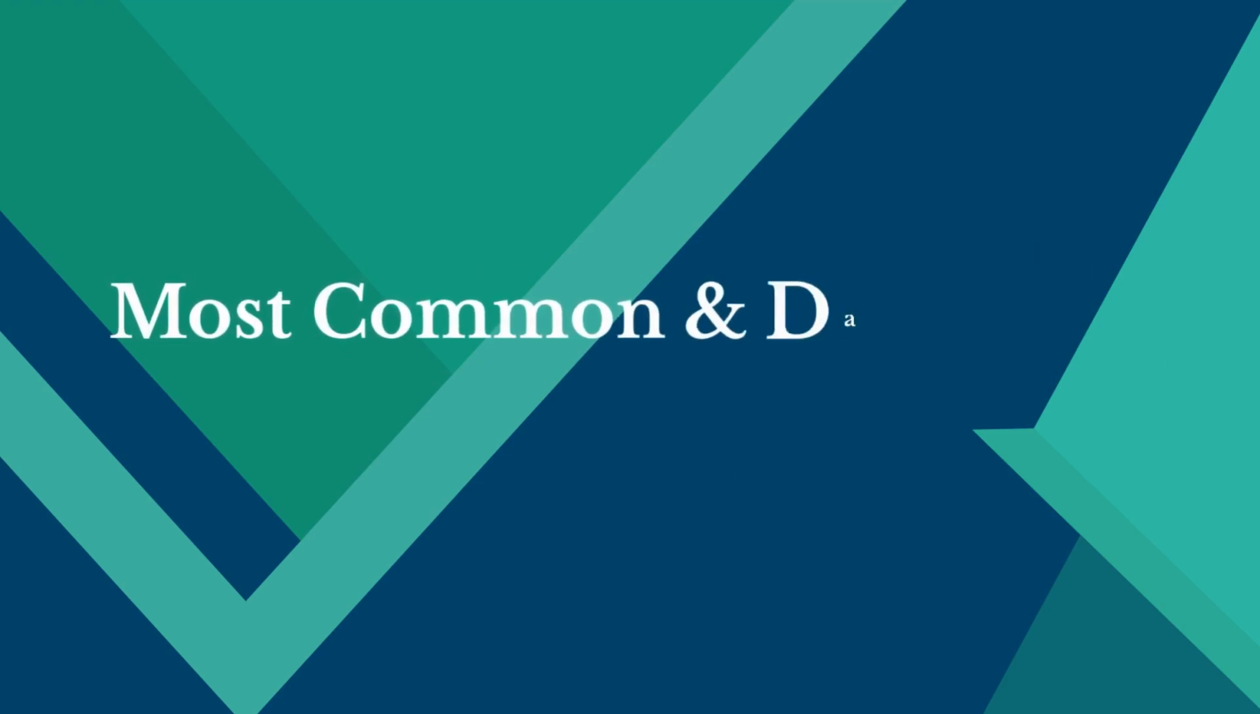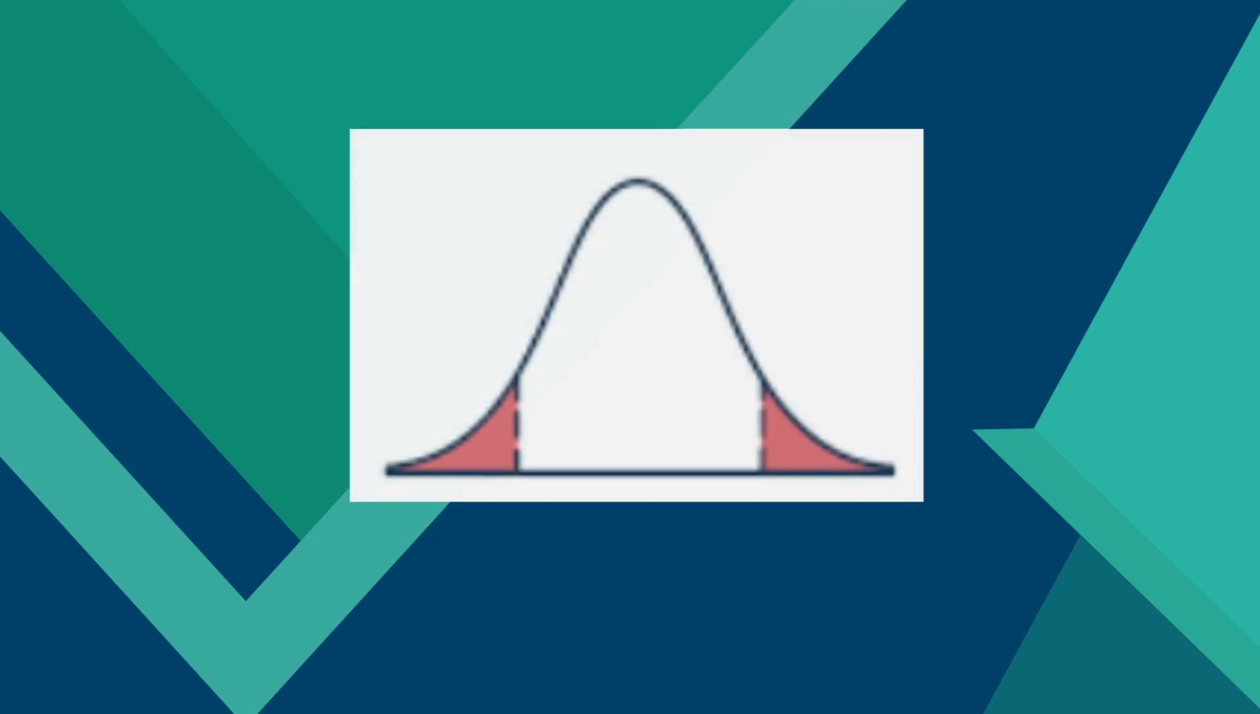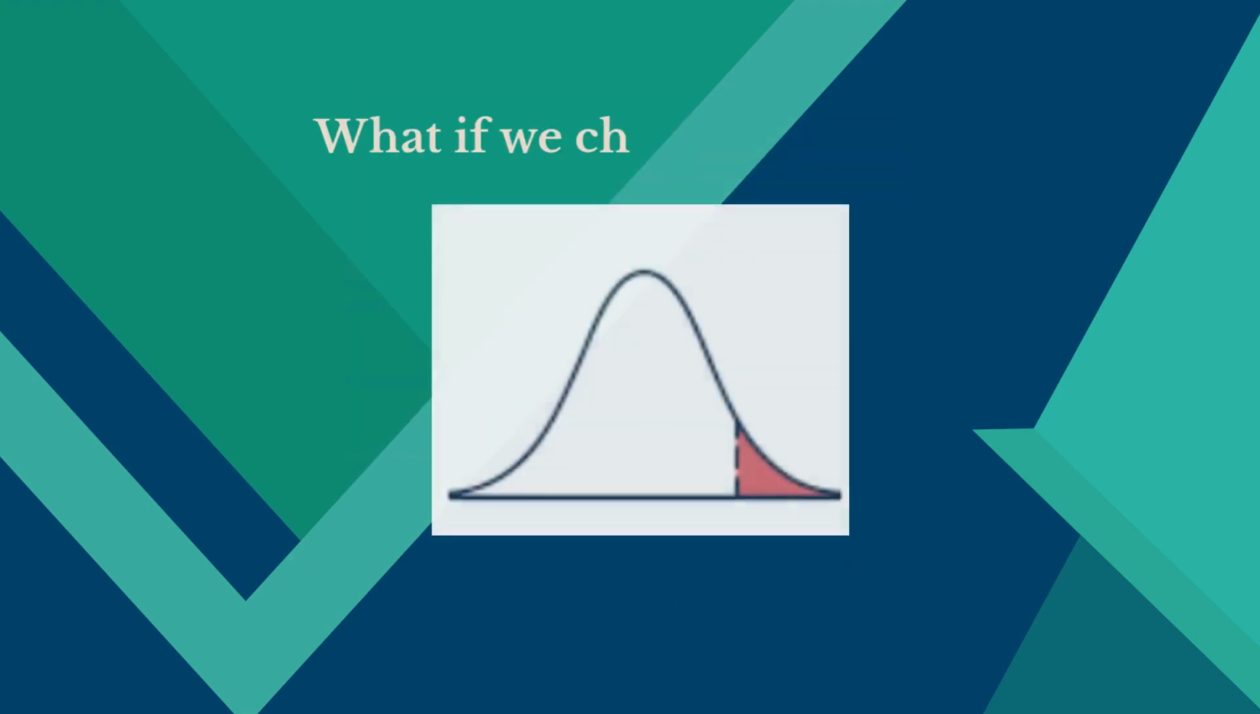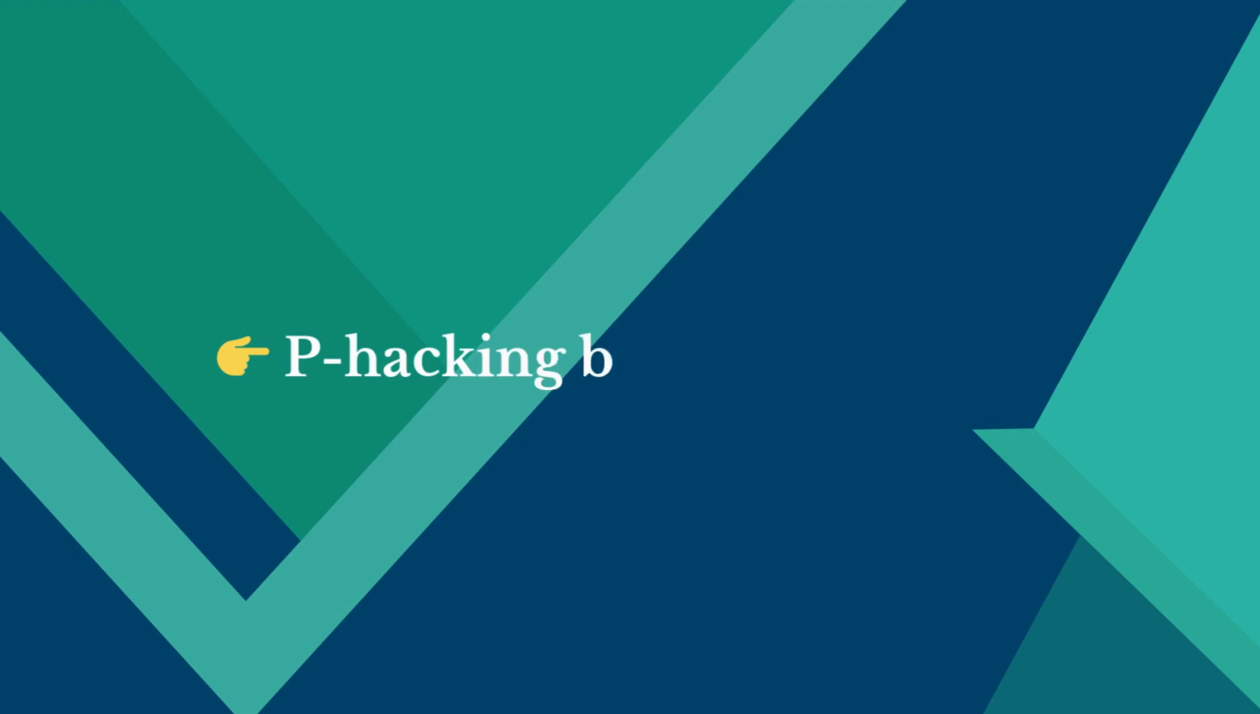Let's look at the most common and most dangerous errors people make with tails and p-values. Most errors with one-tailed and two-tailed tests don't come from confusion, they come from temptation. Imagine this situation. You run a two-tailed test. Your p-value comes out as 0.08, not significant. Then someone says, what if we used a one-tailed test instead? Suddenly, the p-value drops below 0.05, and that's where danger begins. This practice has a name, p-hacking by tail switching.